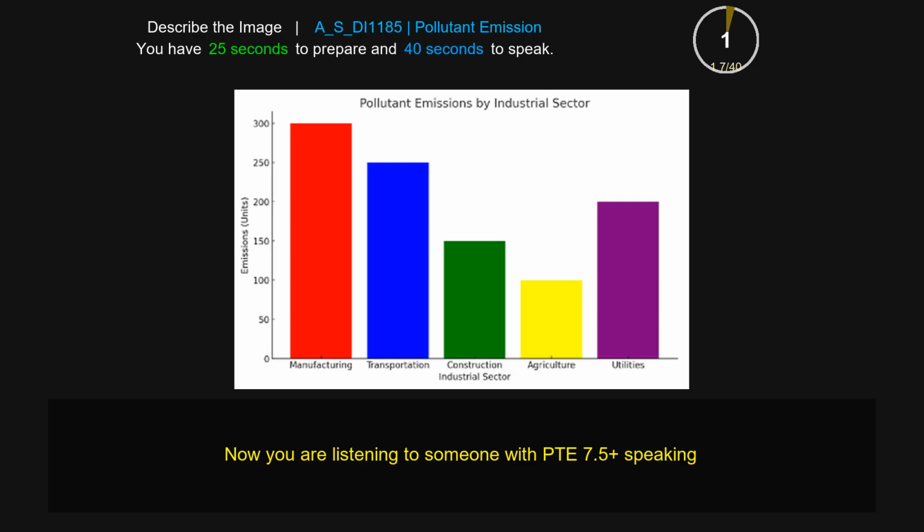This is a bar graph. These bar graphs provide information about pollutant emission by industrial sector. The x-axis talks about manufacturing, transportation, construction, industrial sector, agriculture, and utilities. And the y-axis talks about emission units, that is 0 to 300. There are five colors, that is magenta, red, blue, green, and yellow. Overall, this picture is all about pollutant emission by industrial sector.